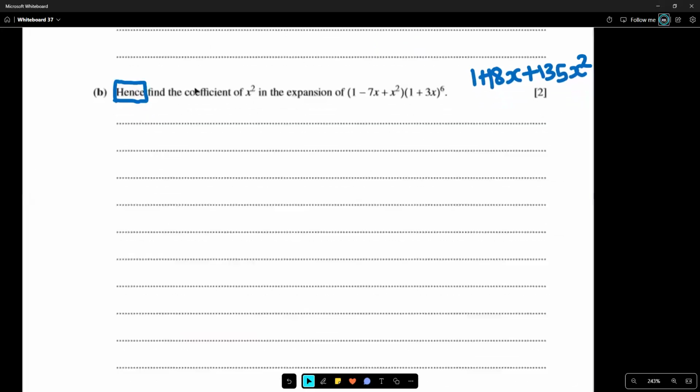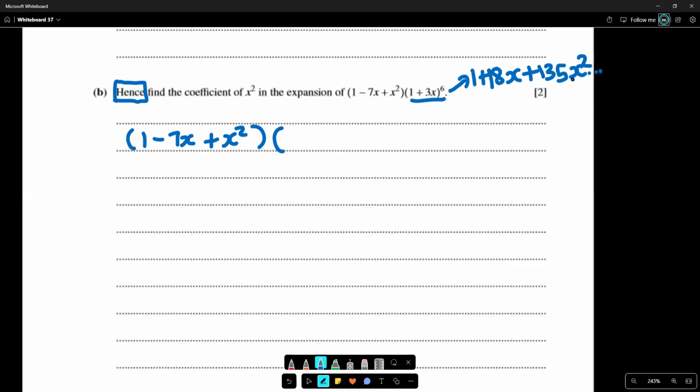So they say, hence find the coefficient of x squared in this expression. Let's write the expression down. This expression is 1 minus 7x plus x squared, and then we're going to have, remember this simplifies to this, the first three terms of this expansion are there, so I'm going to input them here. Don't forget that if the question says hence, they mean use the answer you got above to help you with the next question. So this is 135x squared, then I can show three dots that this continues like that.